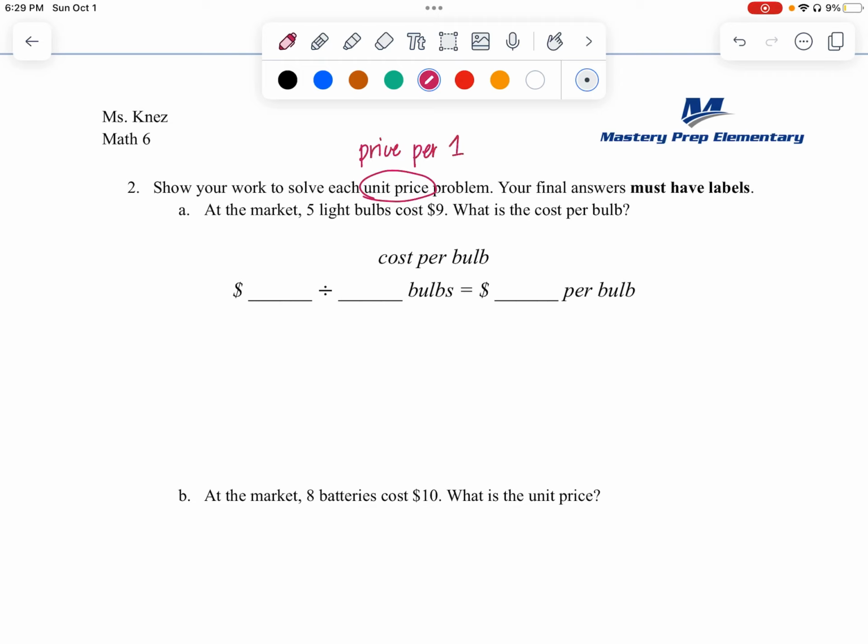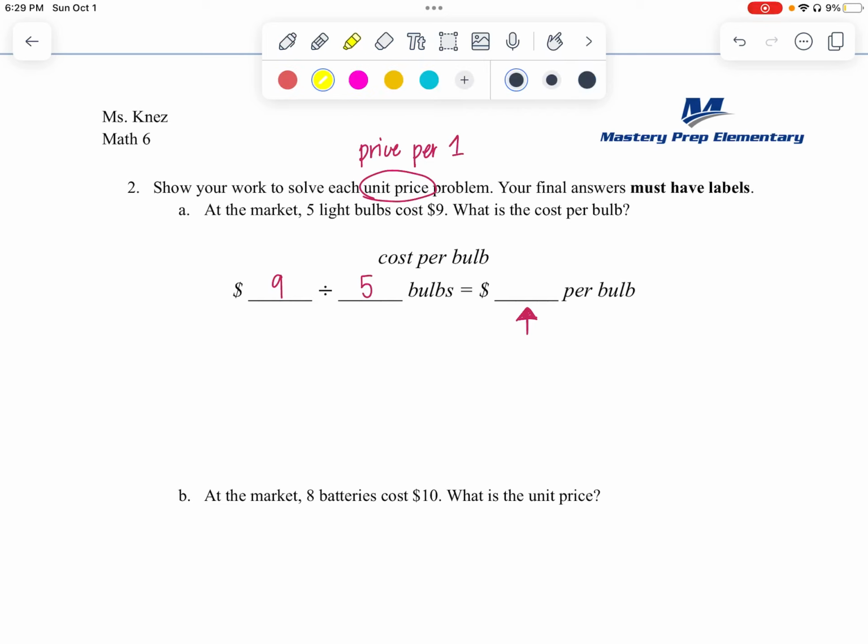And so I've set you up with a nice graphic organizer in part A. It says, at the market, 5 light bulbs cost $9. What is the cost per bulb? So I know that I'm splitting up $9 between 5 light bulbs. And once you divide 9 by 5, you'll get the final answer here for the cost per bulb.